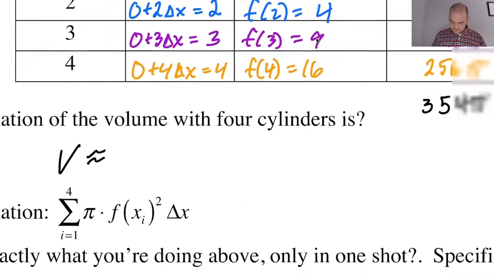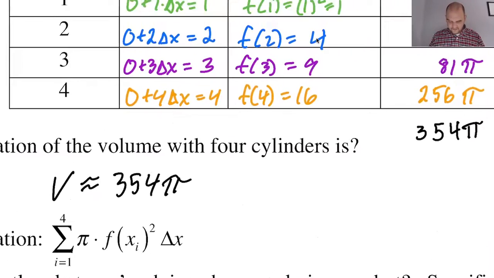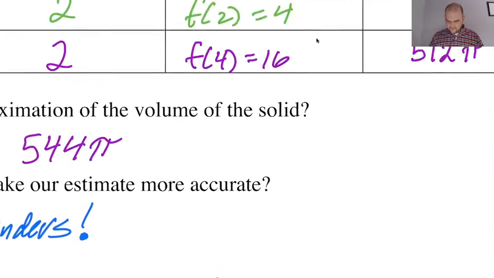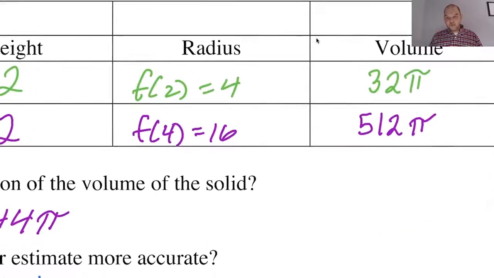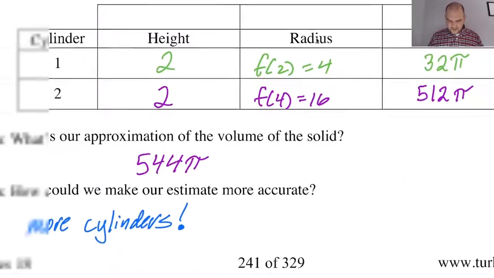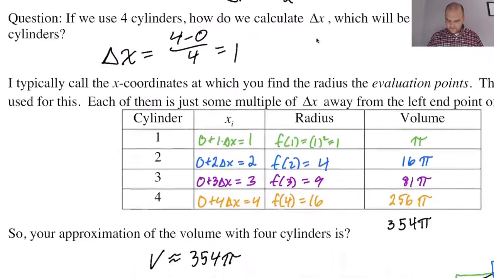So my approximation, V is approximately 354 pi. That's an approximation using 4 cylinders. Look at the difference. So 354 pi using 4 and 544 pi using 2. We got way closer. Well, way more accurate.